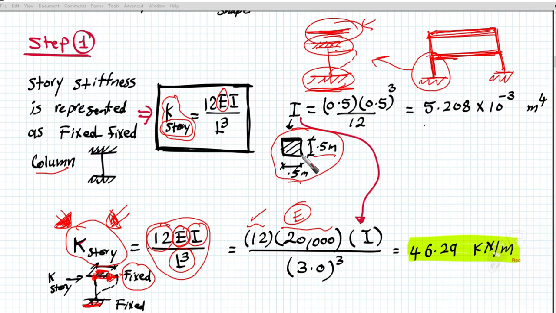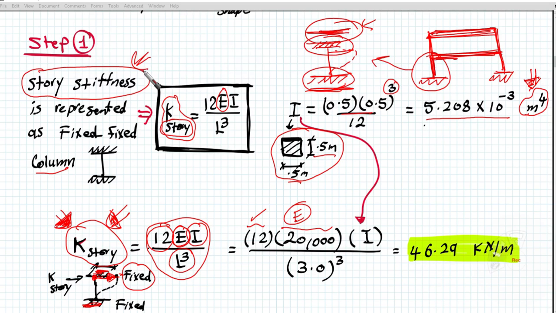This means that our inertia for this cross-section is going to be 0.5 times 0.5 to the power 3 over 12. And this gives us this value, which is 5.2 times 10 to the power minus 3 meter to the power 4. We are using meter units here. Okay, so now this is number 1, which is the story stiffness. We could obtain it from the end condition of the column at each story and the length and the inertia of the column.